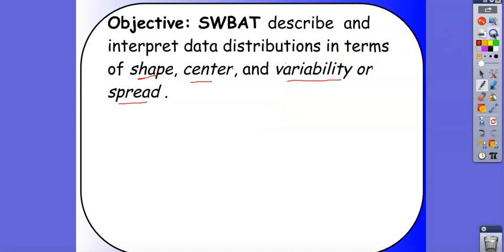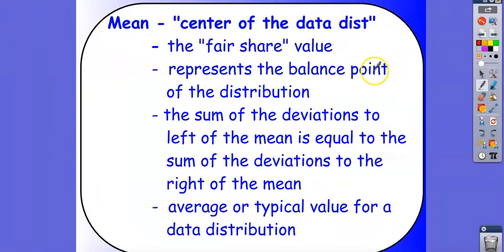Okay, let's get your notes out. I want to go over some terminology with you. When they talk about the mean, in 6th and 7th grade, the mean was the average. You add up all the values and divide by the number of observations you have. They're going to talk about it by asking, where's the center? If you have a data distribution, where's the center of all that data? Or they could talk about the fair share value. It should represent the balance point of the distribution.